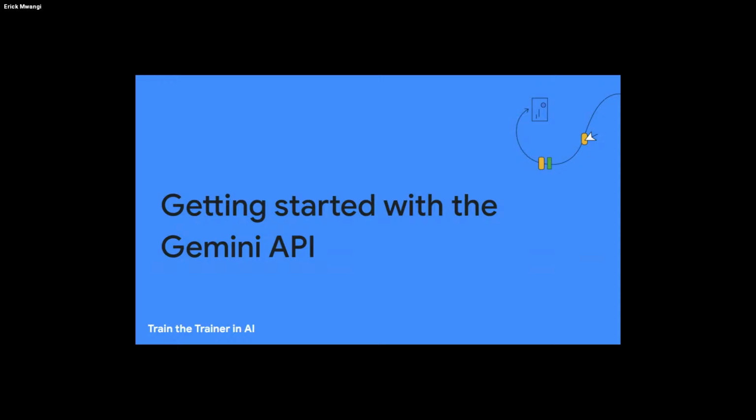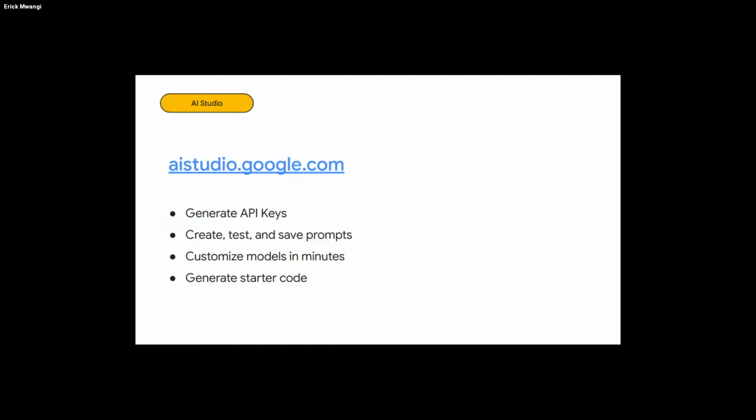So, getting started with the Gemini API. As I said before, to interact with the Gemini API, you'll have to use their web interface, which is AI Studio. I've shown you how to generate API keys. What I'll do now is show you how to create, test, and save prompts, and how to customize models. Okay, customization is not there. It was migrated to Vertex, so I'll not do that. Then how to generate starter code. That's what I will do. For now, I'll go through the slides and then I'll show you overall how to interact with AI Studio.